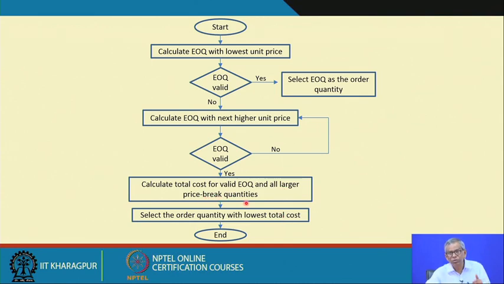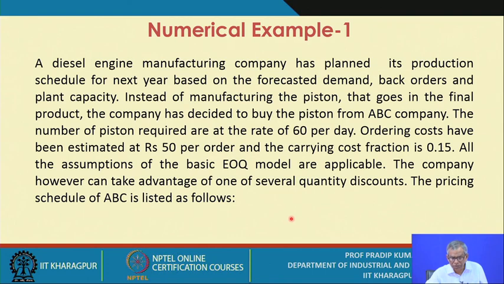So suppose you have 3 more price break quantities, so altogether you have 4 quantities. Against each specified quantity, you determine the total cost and select the order quantity with the lowest total cost. That's it. Just remember that the total cost includes the total purchase cost also. So this is a numerical example.